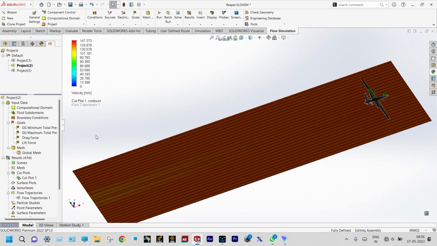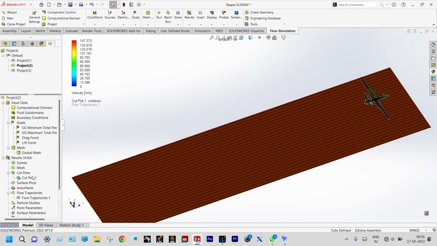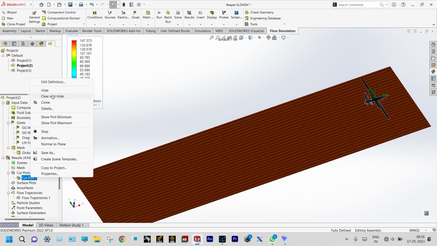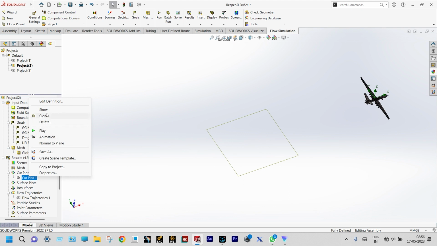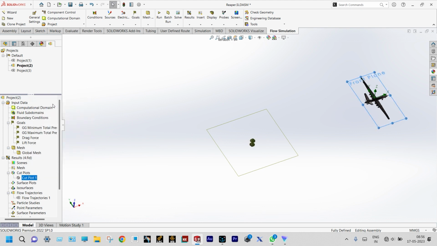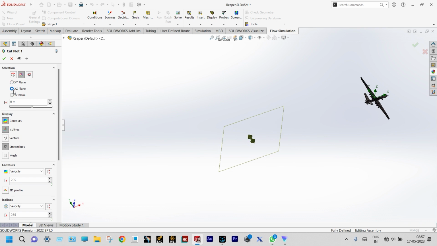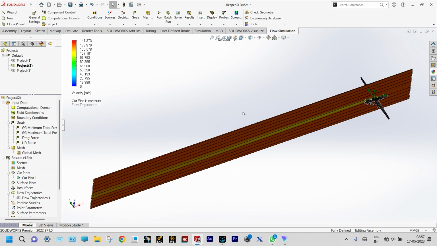Let us change the orientation. We can see it from different places, right? So cut plot 1, clear and hide, and we want to see from different places. Cut plot 1, edit definition, and we want to see from XZ plane, and again we'll see the same thing like velocity distribution, and a display pattern will contain contours of velocity with isolines and streamlines. Go and check.